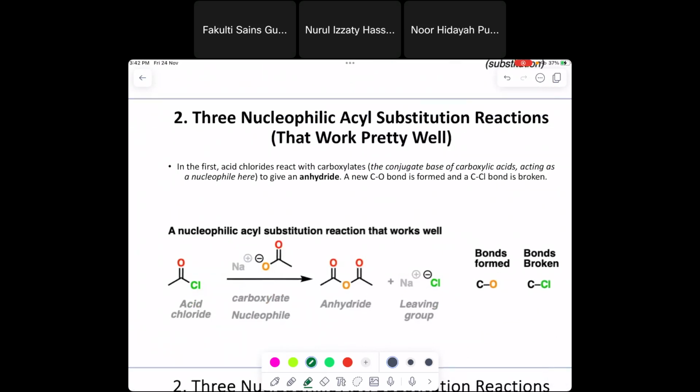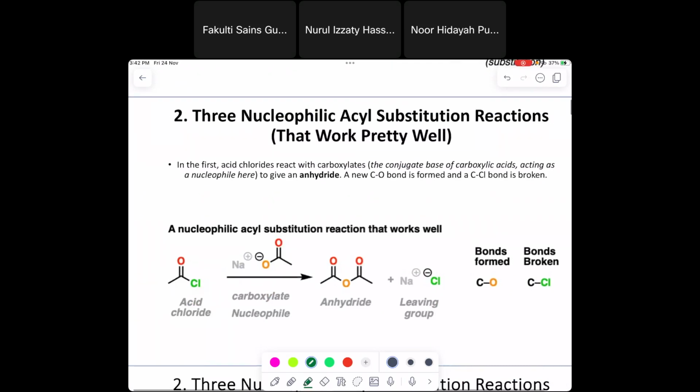I don't want to go very long on that topic, but just a very quick recap. So at least maybe this will help you in your revision. So there are three usual nucleophilic acyl substitutions that work very well. Usually we know the first one is acid chloride, the most reactive derivative of all. It can produce anhydrides.